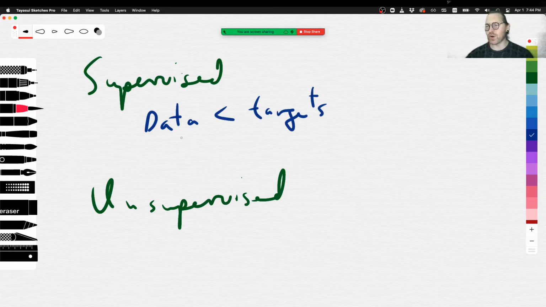An unsupervised approach, our data has no targets. So we just have data. And often what we're trying to do here is discern signal.